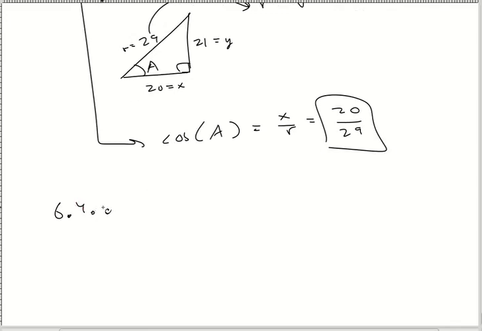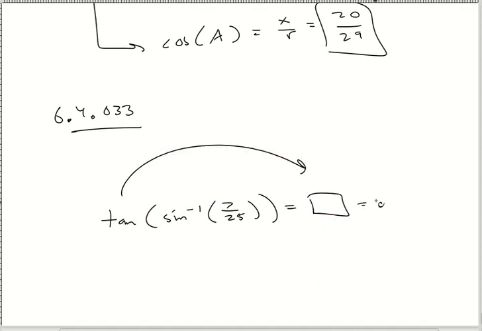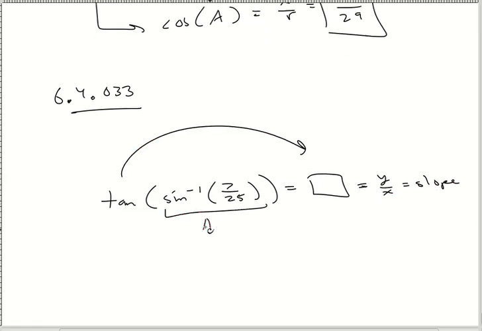Another problem. 64033. So I've got tangent of the arc sine of 7 over 25 equals what? Again, what are we looking for at the end? It's tangent. Tangent is y over x. Tangent is a slope. Maybe or maybe not that helps. I don't know, but I like y over x. That's me personally. And what we have on the inside is an angle A.